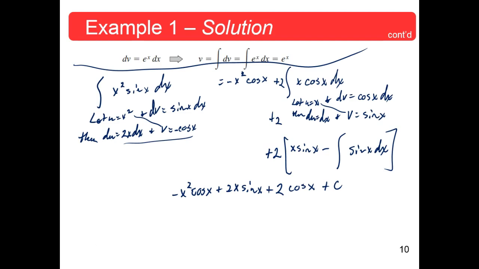Can you point to where you pulled each one from? Like the negative x squared cosine x, this came from the very first uv here. And then this came from here, in front of it. That was another uv in the second part. And then this came from where you integrated that, which is the 2, the coefficient for that as well.